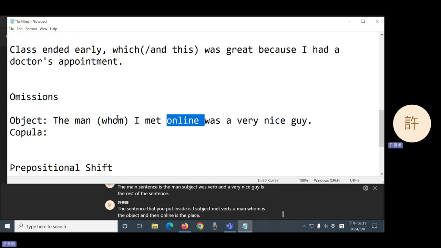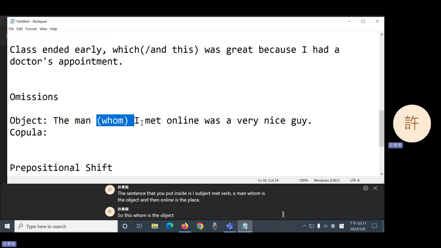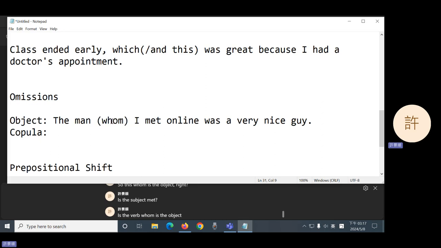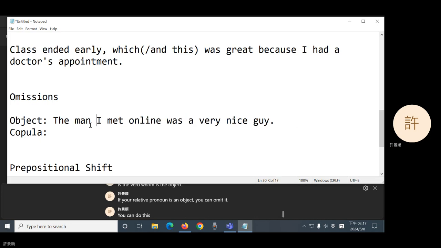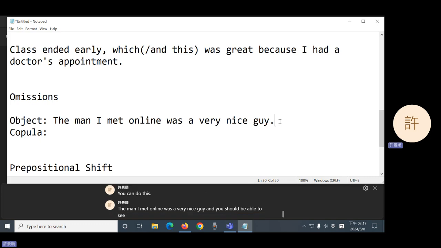So this whom is the object, right? I is the subject, met is the verb, whom is the object. If your relative pronoun is an object, you can omit it. You can do this. The man I met online was a very nice guy. And you should be able to see that this is two sentences put together.